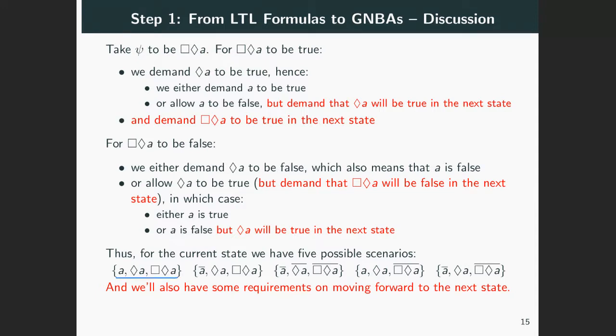A eventually A, always eventually A, not A eventually A, always eventually A, and so on. So these 5 scenarios have been produced by our analysis. And we also have some unfinished business shown in red.